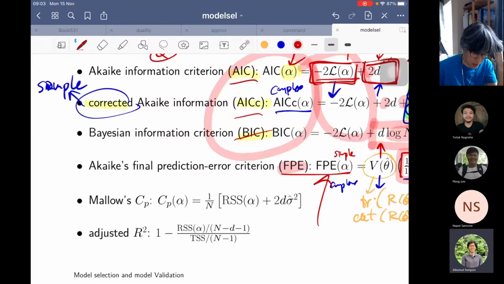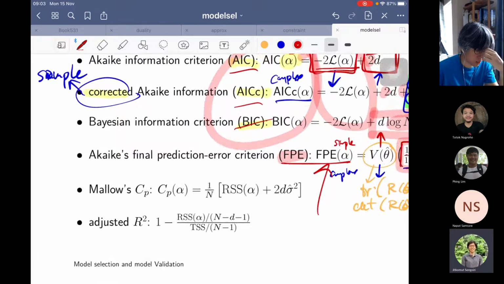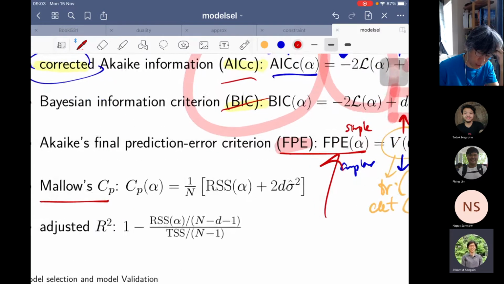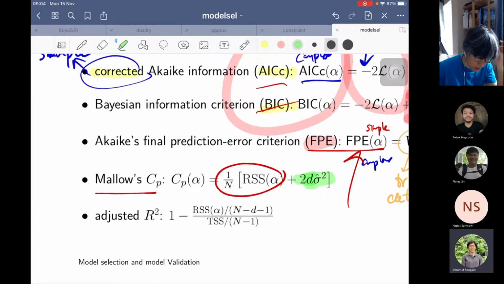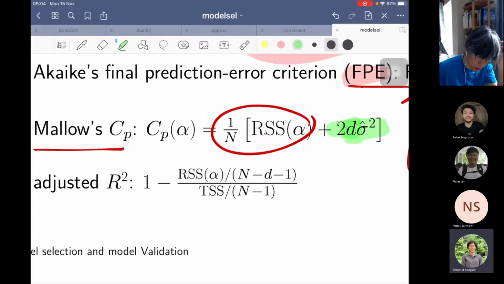Now I would like to present the last two. These are model selection scores commonly used in linear regression models. The Mallow's Cp coefficient. This score again consists of two terms. The first term represents the residual sum of squares. The second term, where you have D here, the green term, represents model complexity. Adjusted R square has a model quality indicator through RSS, but it also takes into account the model complexity in D.